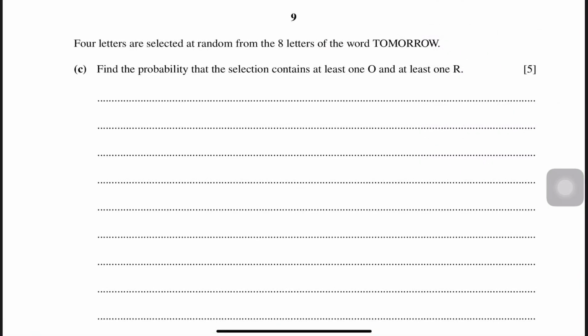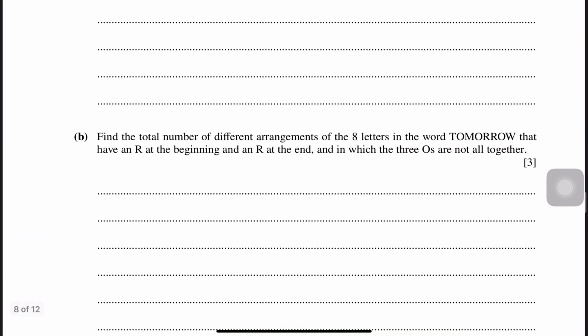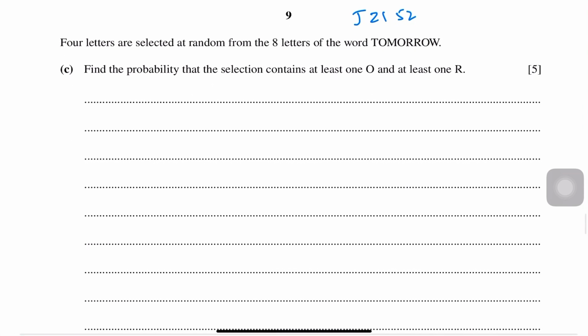Okay, so this question is from June 21, variant 5.2. This is question number 6. The first two parts are typical, so I'm not solving those first two parts. It's the third part that bothers everyone because this is a new idea that came up in 2021, and the way it's solved in the marking scheme is a little tricky because it sort of distorts the concepts that we've learned.